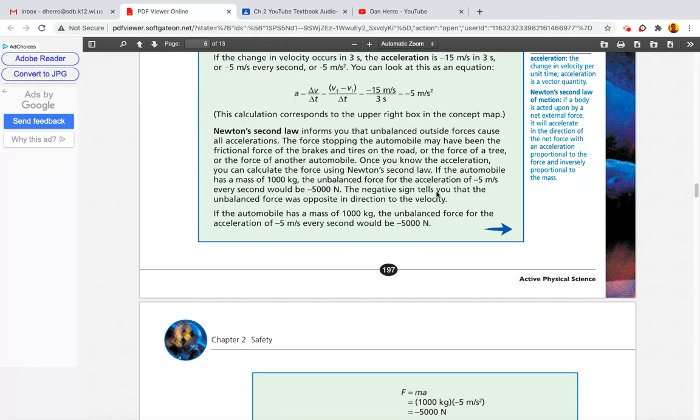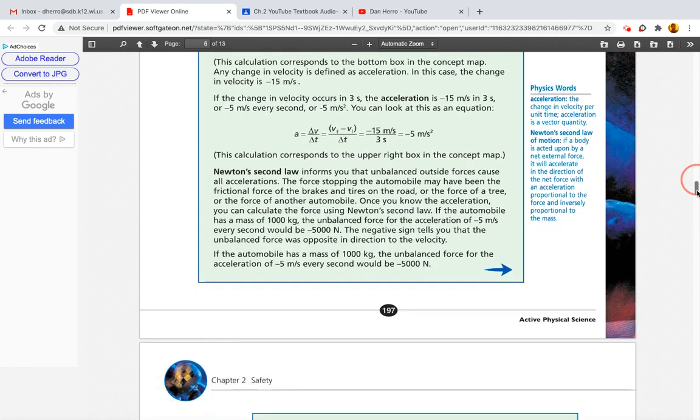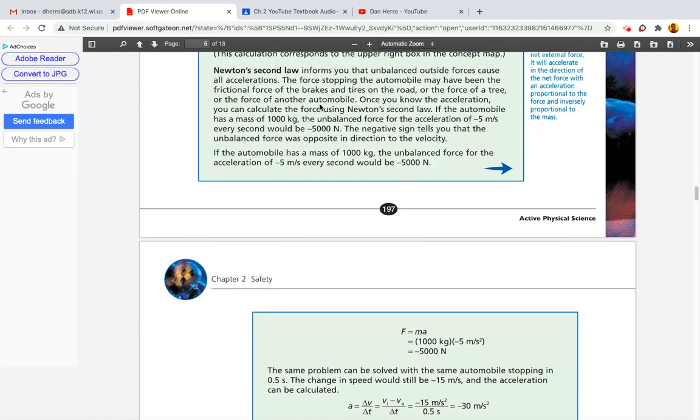This calculation corresponds to the upper right corner in the concept map. So right here, this calculation corresponds to the upper right box, which is acceleration equals change in velocity divided by change in time. That was the upper right one. Okay, so now we're on this one.